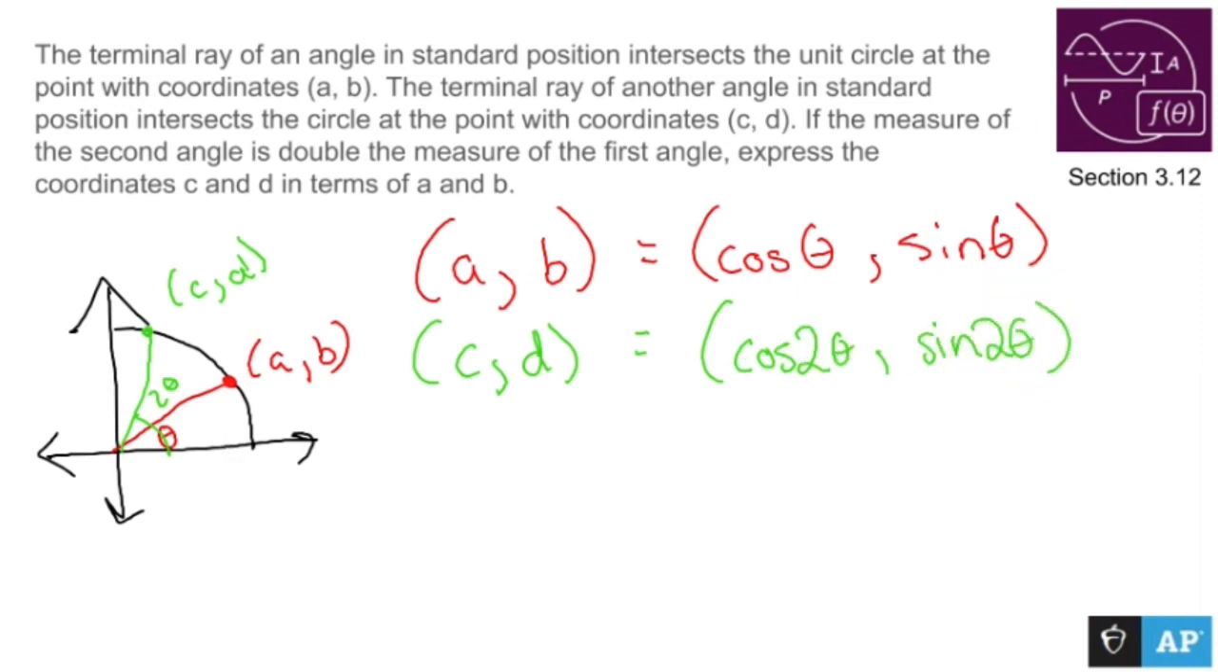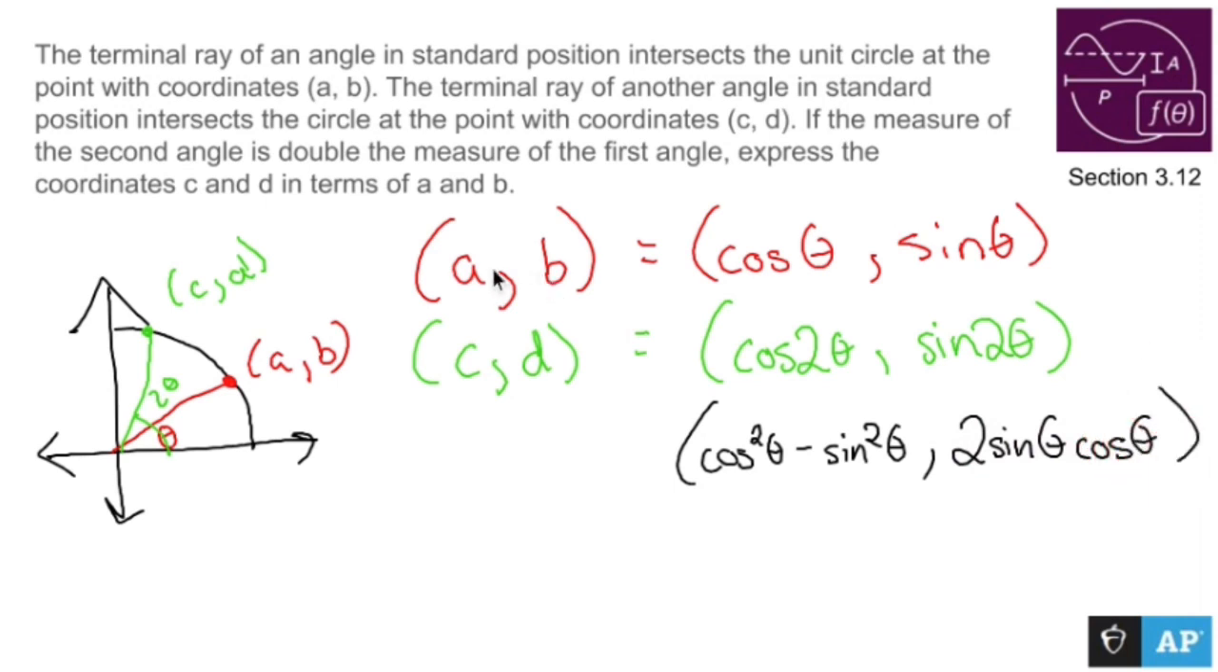Now what I have is double angle formulas. So let's turn these into what they're supposed to look like. Cosine's double angle formula is cos squared minus sine squared, so you become cos squared theta minus sine squared theta. And sine 2 theta is 2 sine theta cos theta.